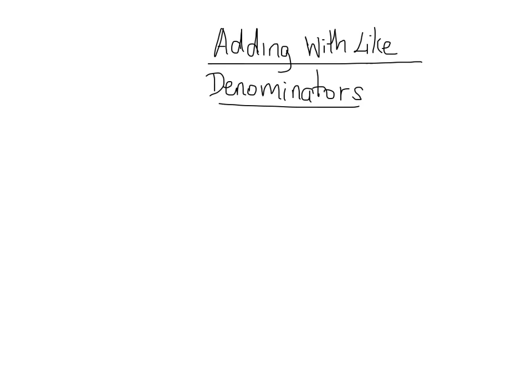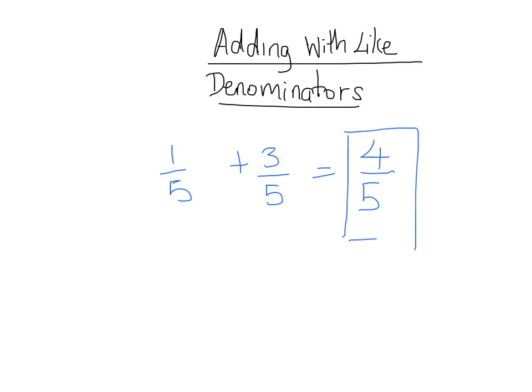Okay, let's go ahead and start a question. Let's start off pretty easy. We have two fractions here, and they have like denominators. The denominator for both is 5. So we have 1/5 and 3/5, and when you put all those fifths together, you get 4/5. It's as easy as that. All we do is add the numerators and keep the denominators the same.